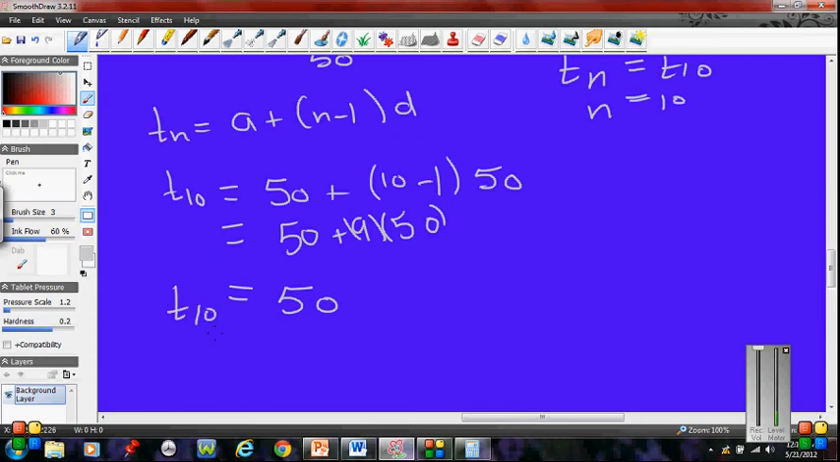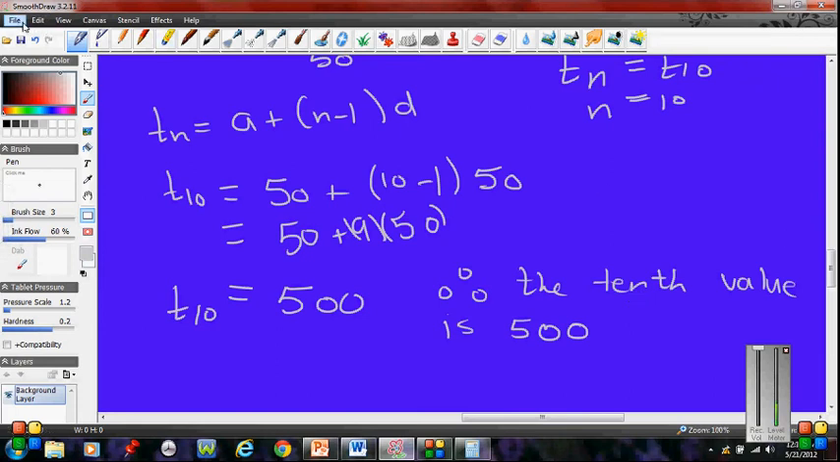So what this tells us is that T10 is equal to 500, and therefore the 10th value is 500. Sorry, 500. Now, on purpose, we did this question incorrectly just to show you how to do it wrong. So now let's work on it correctly and do it the right way.